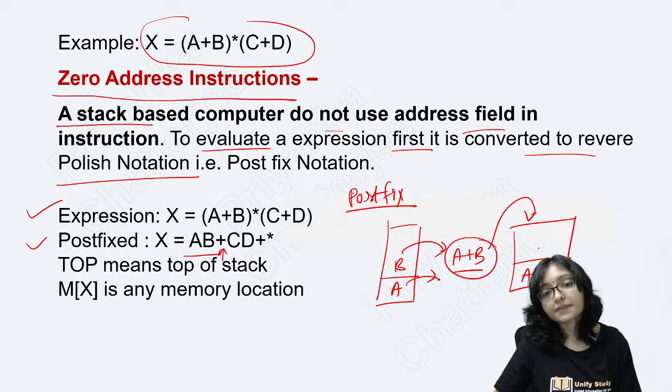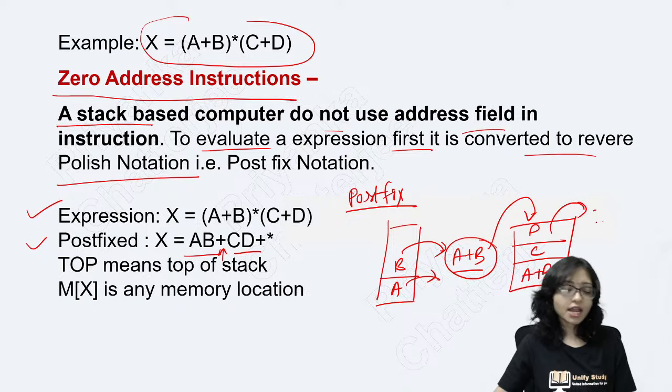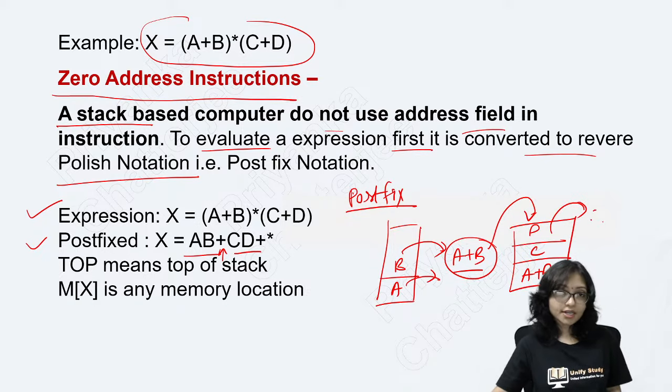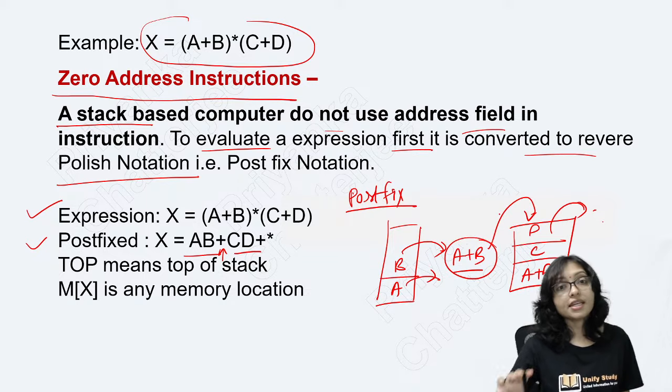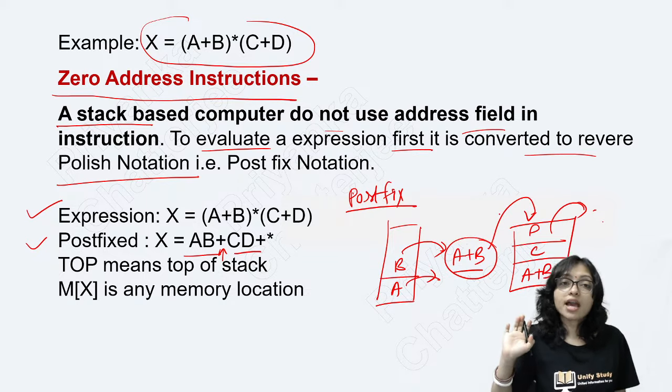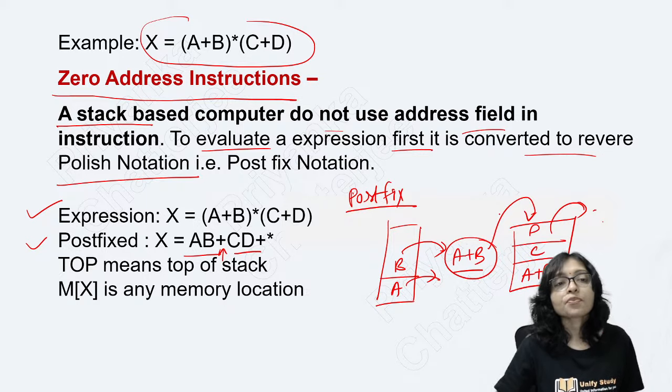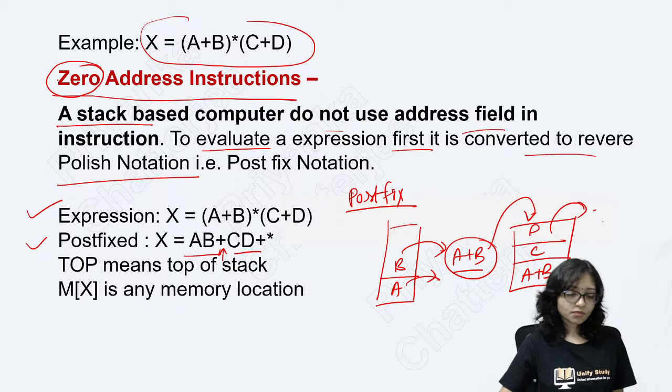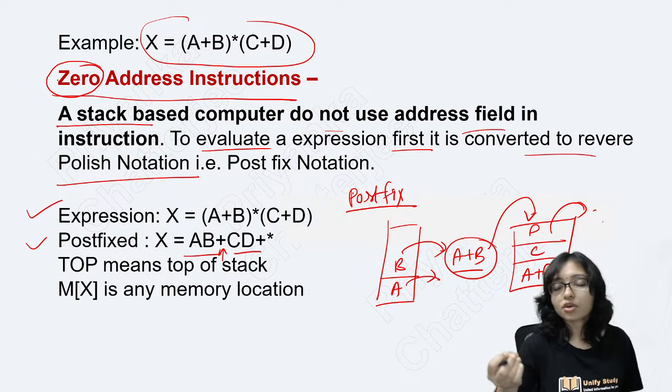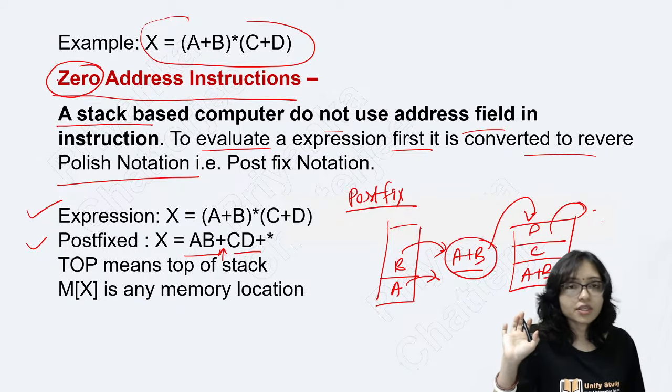Then after that, the next one, CD, will be pushed, C and D. Then again it will be popped, and that is how it goes on, as we learn in data structure. So here any extra operation, any extra address, is not required, and that's why it is called zero address instruction. No extra address is required for executing.